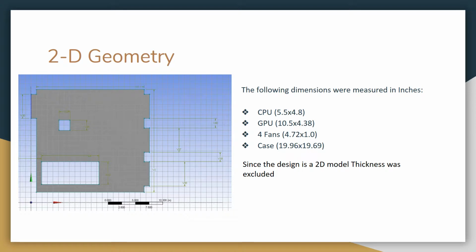Like mentioned before, we use four fans, a CPU, a GPU, and a case to construct our geometry. As you can see, on the right side, at the top and the bottom, there are three fans, and the two components in the middle are the CPU and GPU, and the one component at the end is the outlet fan, which is in the left top corner. Since this is a 2D model, thickness was excluded. If we were to use thickness, this would turn into a 3D model, so we try to avoid that and just keep it basic. We also provide the in-depth specs of the components by giving you the measurements in inches.